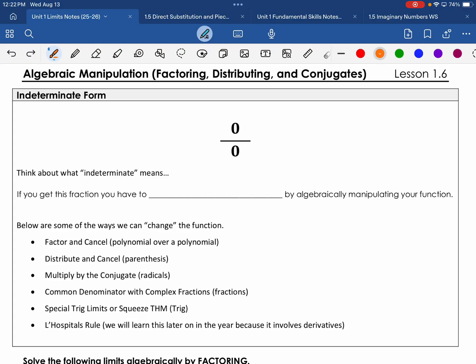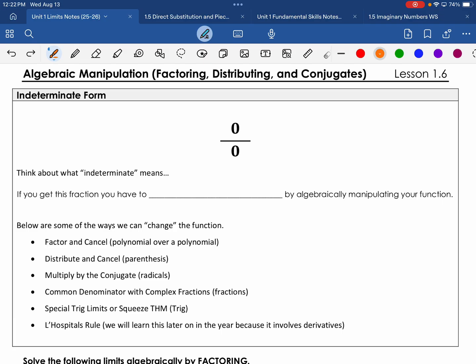Quit talking. Today we're going to be working through some algebraic manipulations. We're going to factor, distribute, and conjugate. So we're going through a lot of information today. The homework is a little bit longer than what you're used to. You might finish because this is 5th period, but you might not. Yep. All right, so if you keep talking, you're definitely not going to finish.